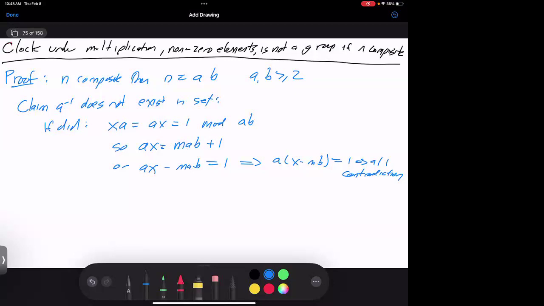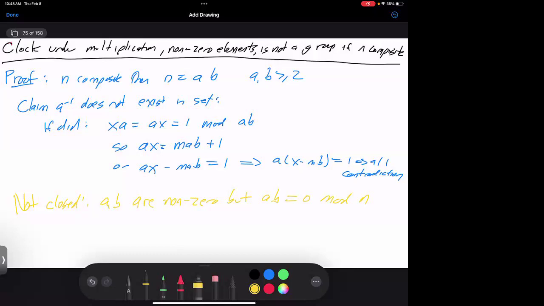As a bonus, it's not closed. A and B are non-zero, but AB equals 0 on my clock. So it fails closure, it fails inverses. This is not a group.